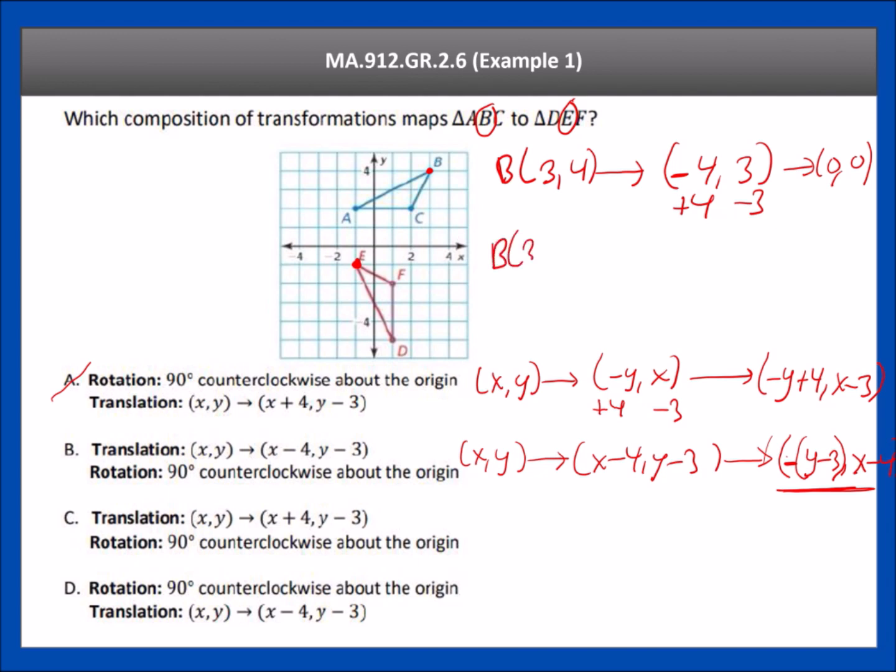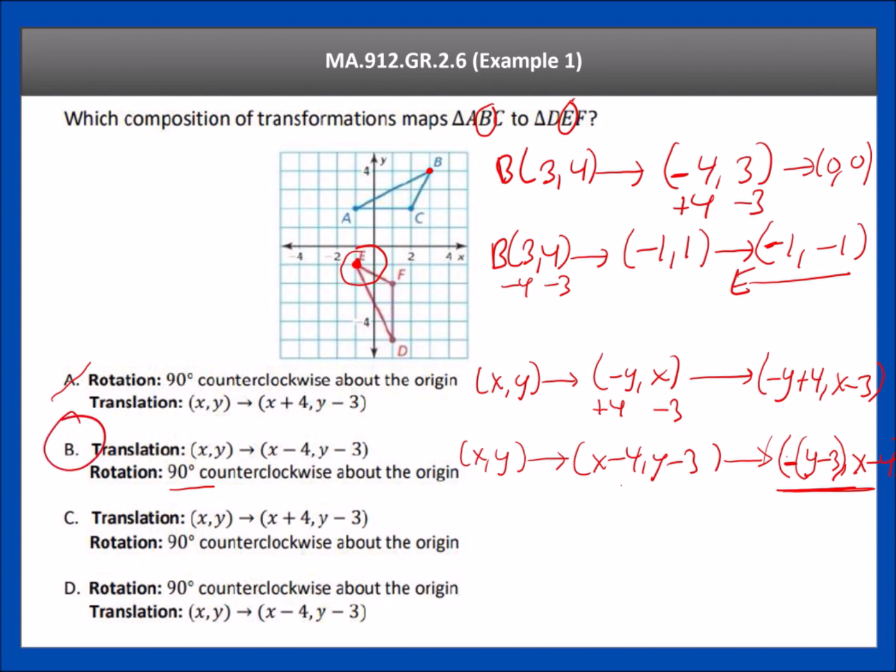So here with B, B is (3, 4). We take away 4 from x, so that's minus 4, and we take away 3 from y, and we get (-1, 1). Then we do the 90 degree counterclockwise rotation. So we switch the coordinates and put a negative on the first one. So (1, -1), then put the negative on the first one, so it becomes (-1, -1). And that is the coordinates of E, which is exactly what we want. So this is the transformation that we want.